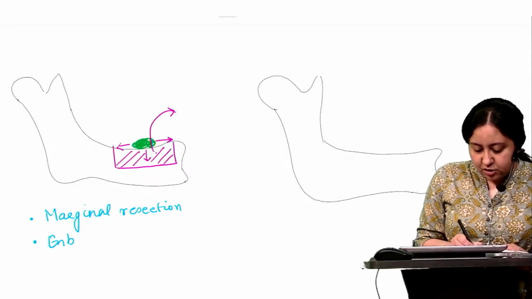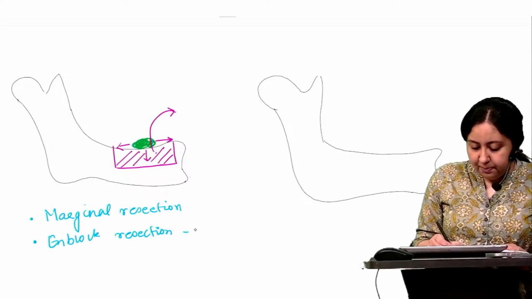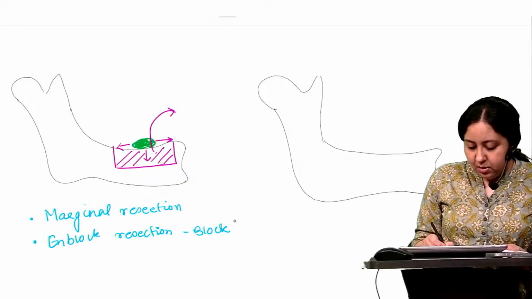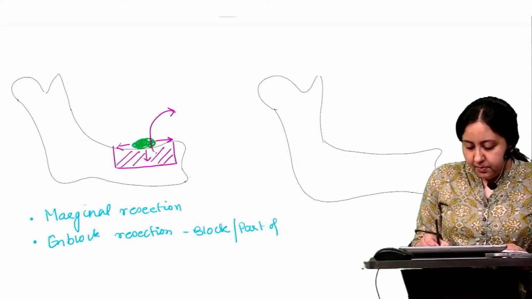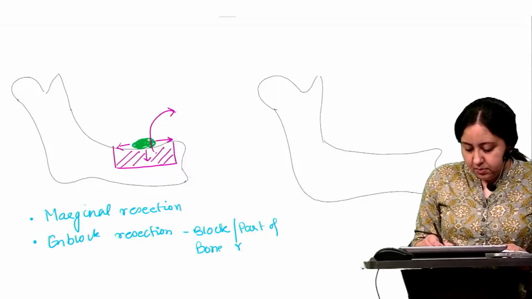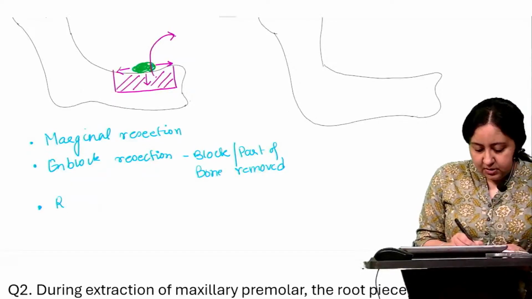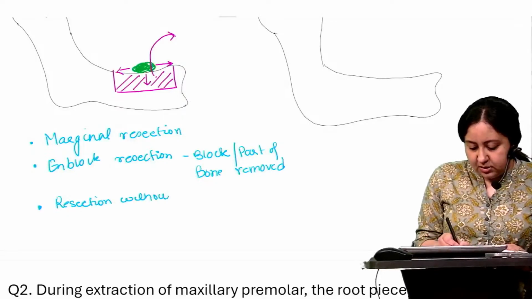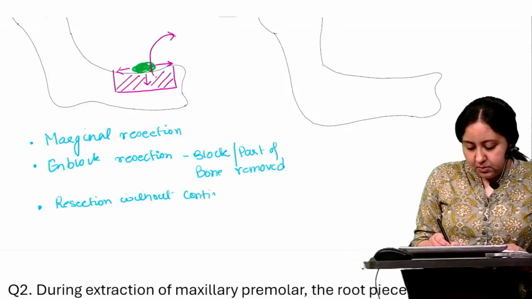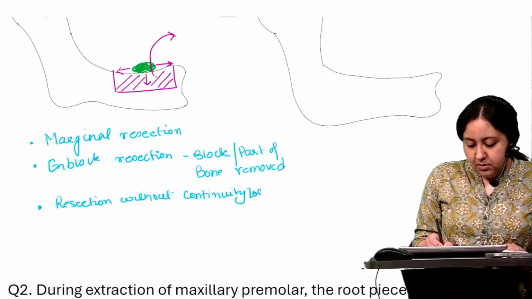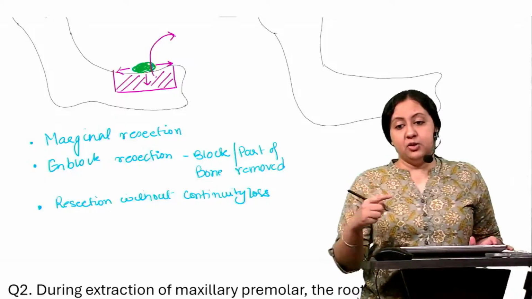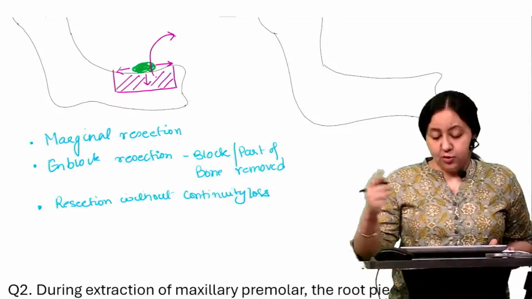En bloc resection, where a block of bone or a part of bone is removed. Okay. Or resection without continuity loss. Now the next thing that I'm going to explain is a potential question which can be asked in your future exams.